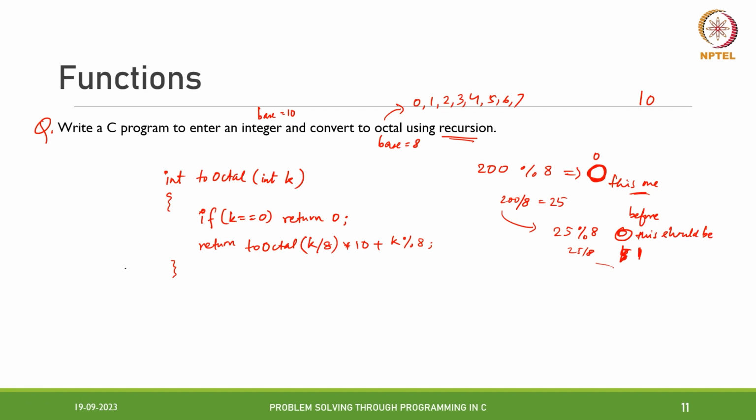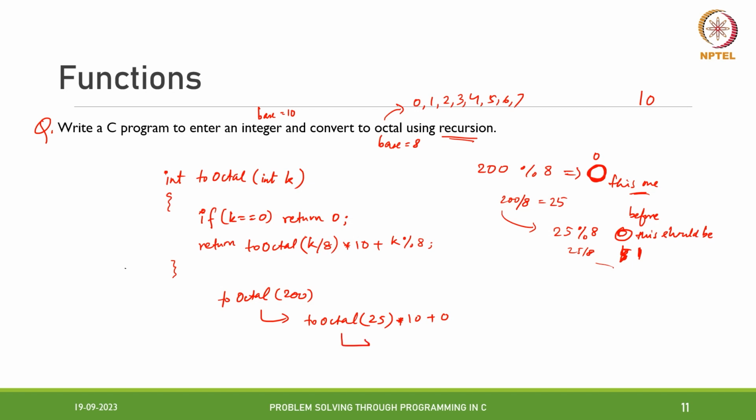Make sense? So what will happen? Let's do a few steps for this, for a value of 200. So I call to_octal, so this calls to_octal 25, okay, so it will do multiplied by 10 plus k % 8, that is 200 % 8, 0, it is divisible, so it is 0.